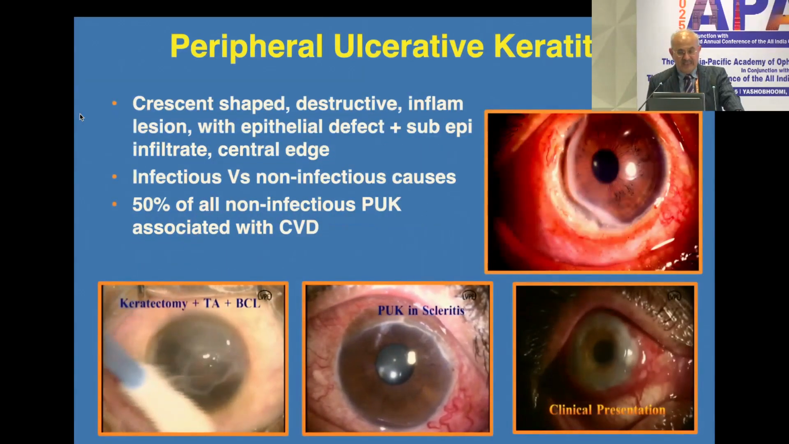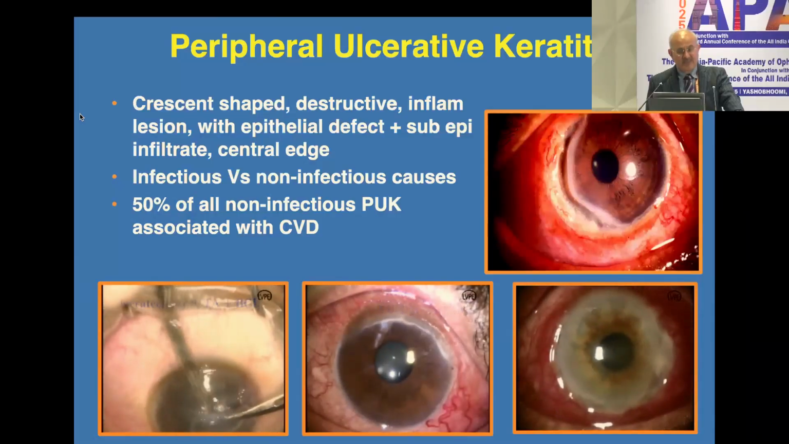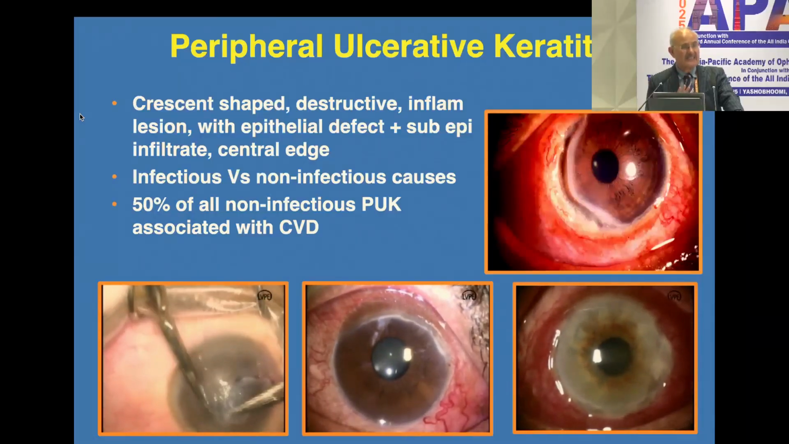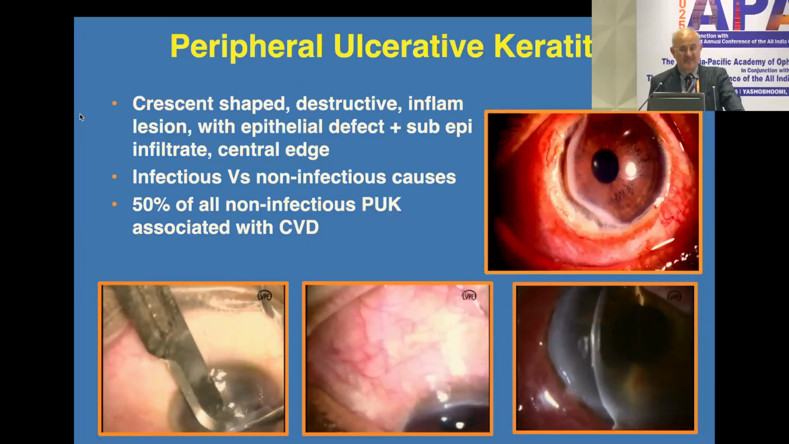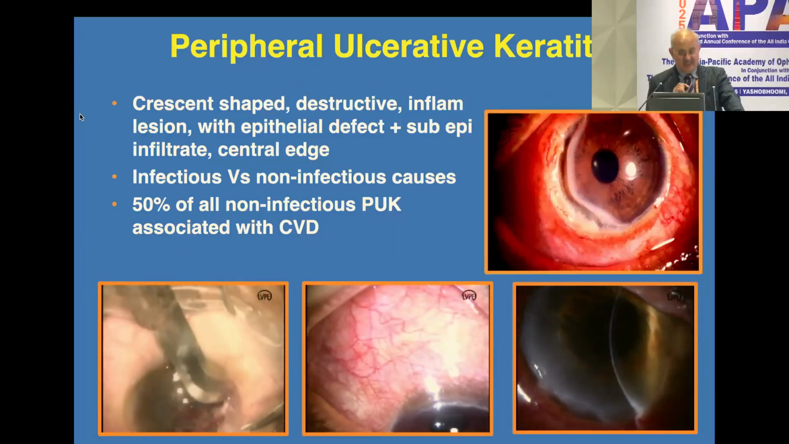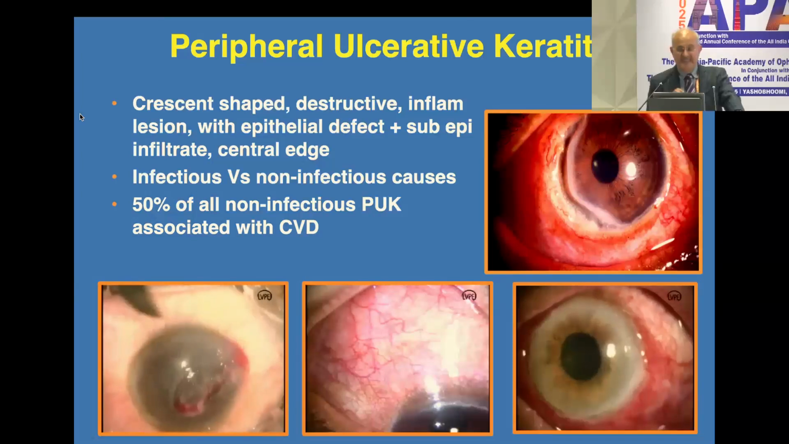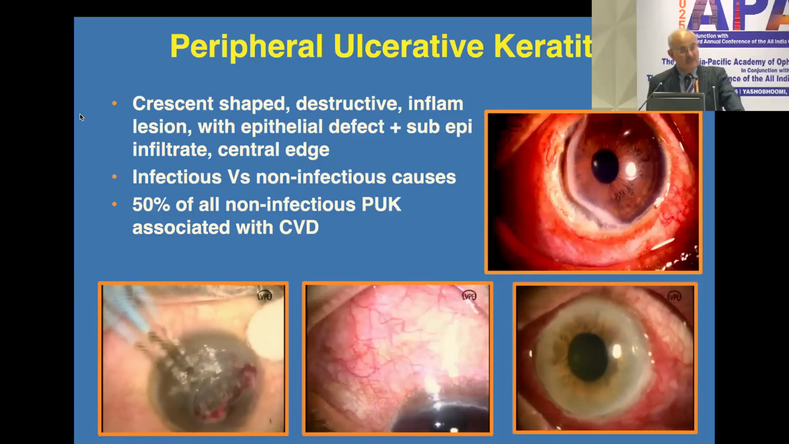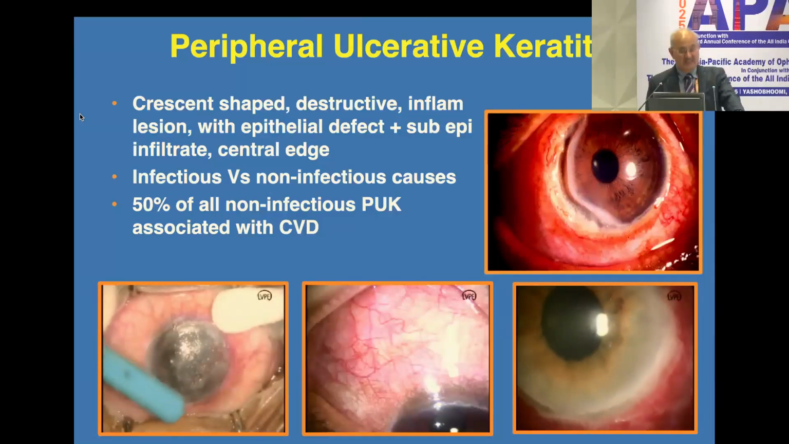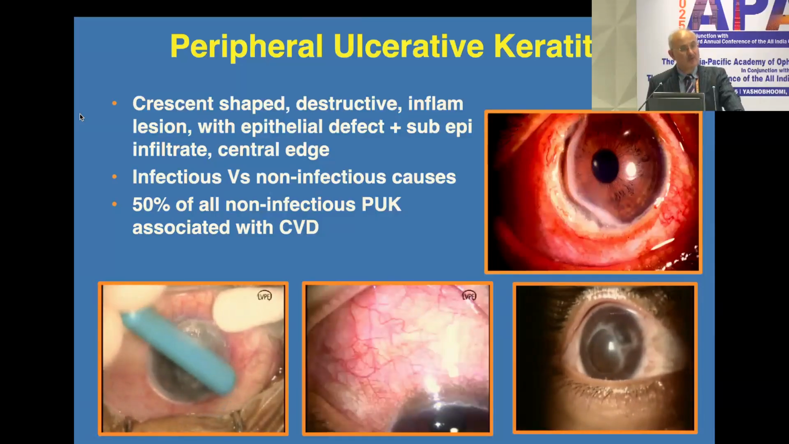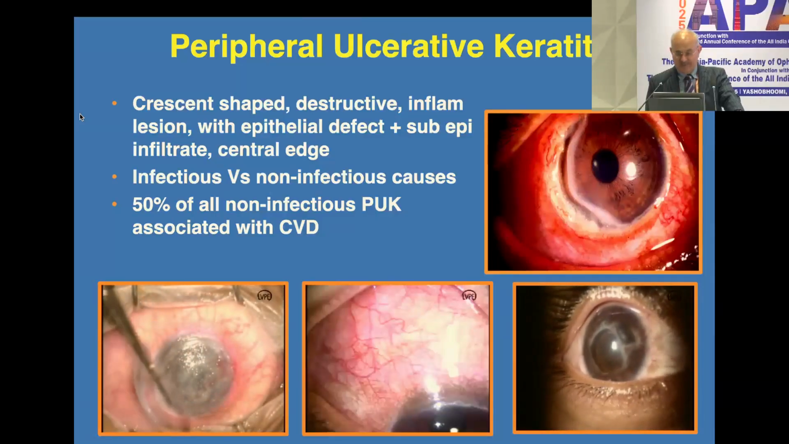When we are saying peripheral ulcerative keratitis, this is the definition: a crescent-shaped destructive inflammatory lesion with epithelial defects, with subepithelial infiltrate and a central edge. It can be non-infectious. We will talk in detail about the clinical presentations and about the differential diagnosis.